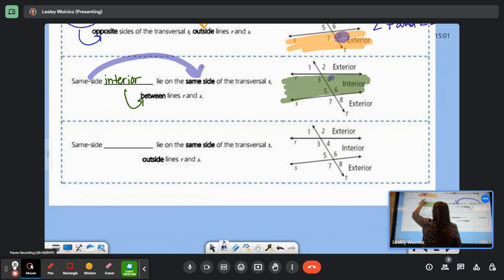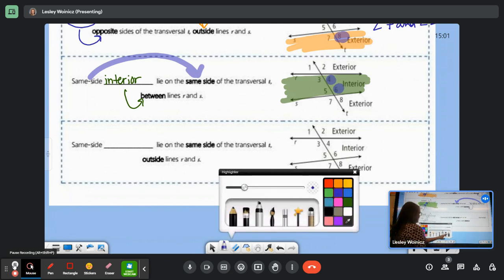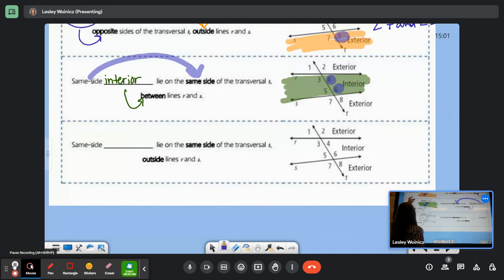So, for example, 4 and 6. Angle 4 and angle 6. What is the other pair? Good.